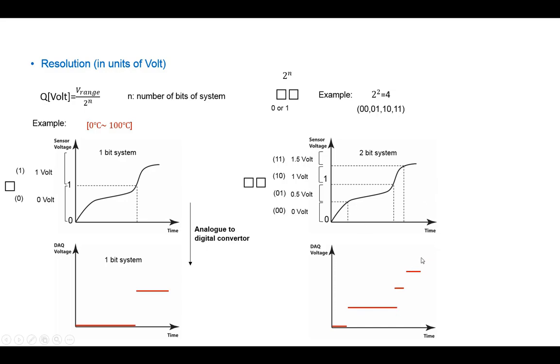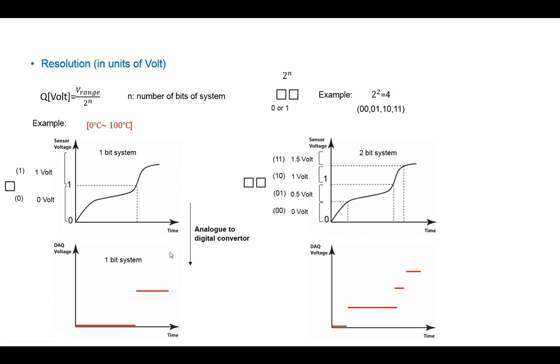As we see, by increasing the number of bits, the output voltage of my DAQ system has better accuracy, and it distinguishes between the data more. So if I keep increasing the number of bits of the system, the final output data stored in the computer is going to get closer and closer to my main data from the sensors.